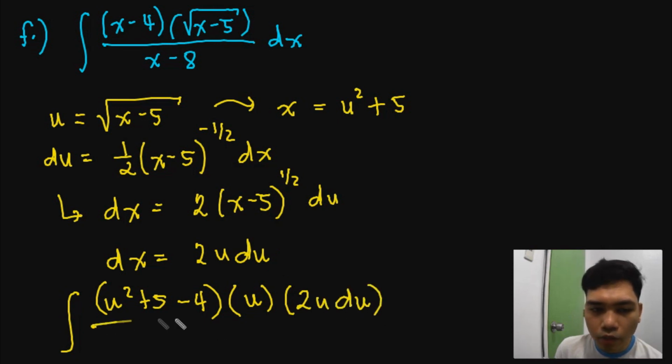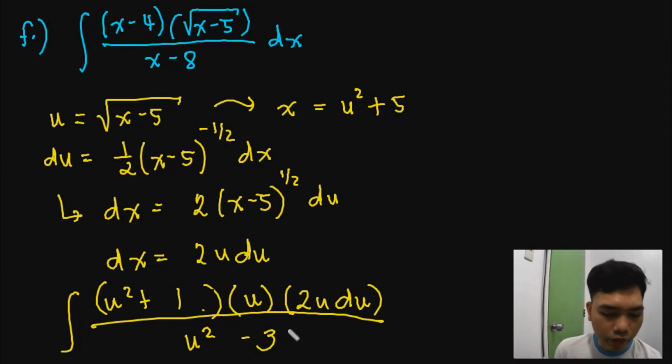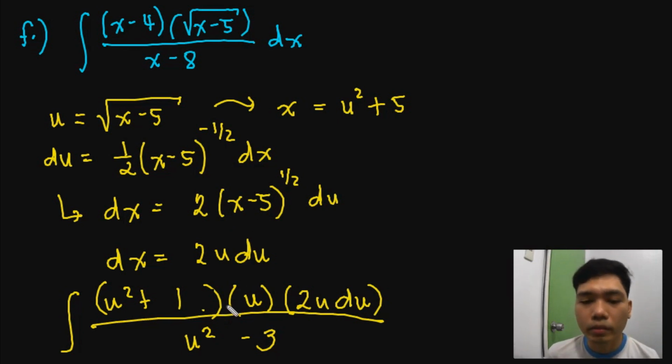And then we divide this by u squared plus 5 minus 8. We can simplify this 5 minus 4 to positive 1, and this 5 minus 8 we can simplify to negative 3. So this becomes u squared minus 3. Okay, so this is your final expression for your integrand in terms of u.